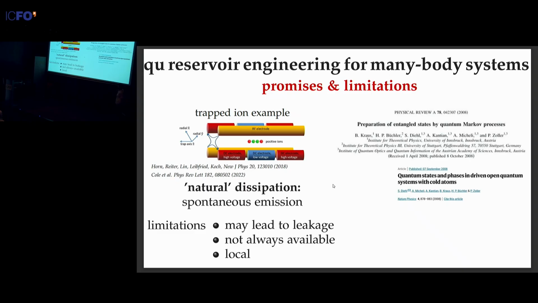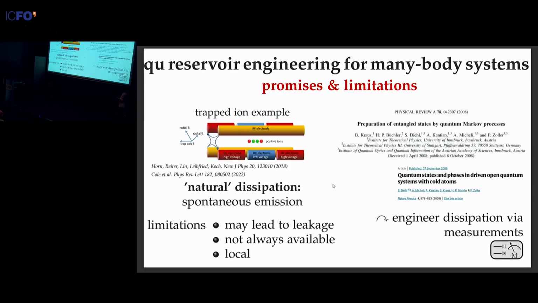So then, what about these proposals? Should we throw them out of the window? Well, there has been a more recent development in the past maybe 4 or 5 years, and this is the field of measurement-induced dynamics. So formally, measurement and dissipation are completely analogous, and that also means that you can engineer dissipation via measurements. Or even more broadly, you can couple your system to auxiliary degrees of freedom, trace them out, and that also creates the desired dissipation.